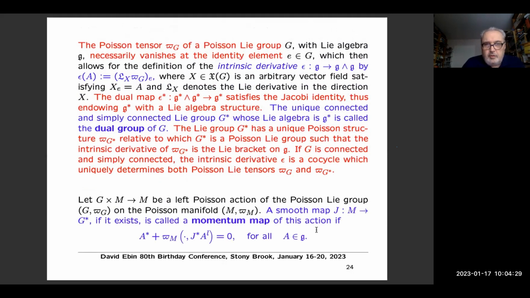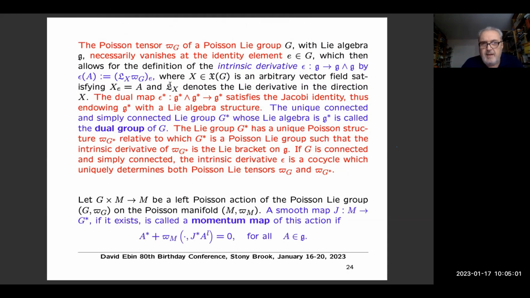Here is what is known. The Poisson tensor pi G of a Poisson-Lie group with Lie algebra G necessarily vanishes at the identity, which then allows the definition of an intrinsic derivative, call it epsilon, from G into G wedge G, by epsilon of A equal to the Lie derivative of the Poisson tensor at e, where X is the vector field, which is totally arbitrary, such that the value at the identity is A. And this denotes the Lie derivative. It turns out that it doesn't depend on the extensions.